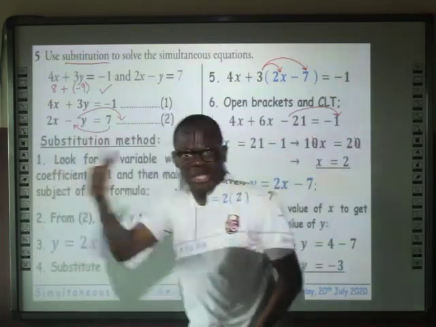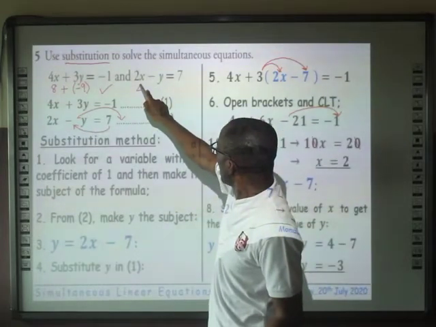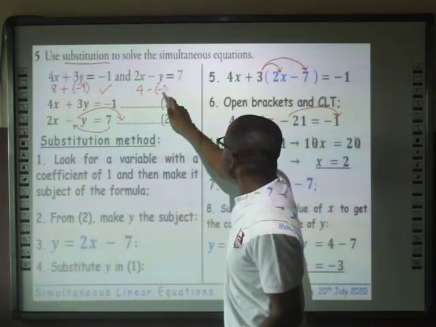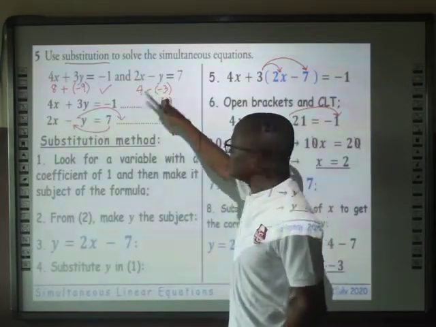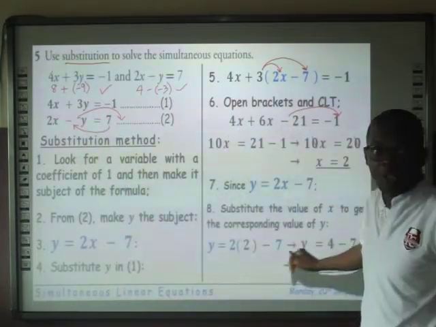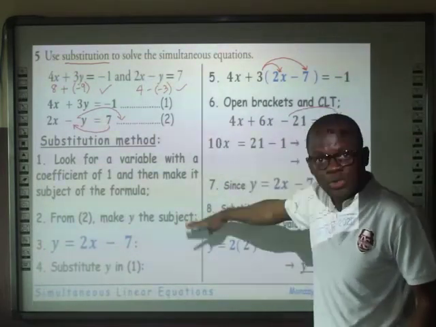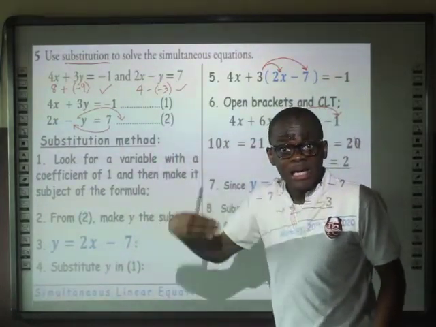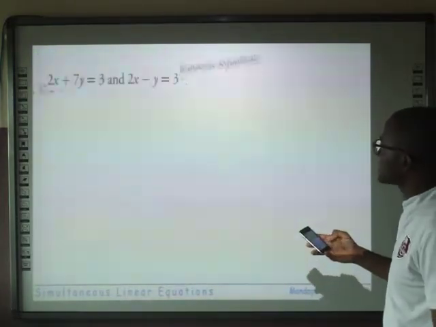Now let's just check the second equation. Let's hope it's going to be correct as well. When x is 2, 2 times 2 gives you 4, minus y. Y is minus 3. Minus times minus gives you plus, so 4 plus 3 gives you 7. And so undoubtedly, these are the values of x and y. X is 2 and y is minus 3. And so clearly you have those steps that you follow when you're using the substitution method in solving any given linear simultaneous equations. Alright, we move on to question number 6.